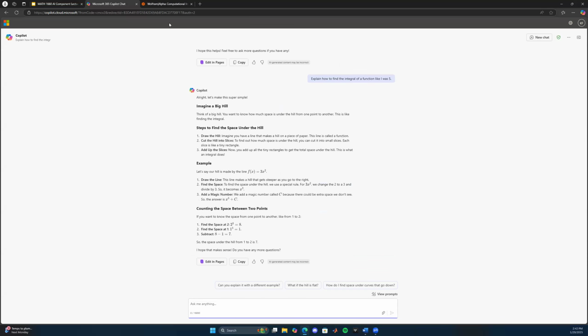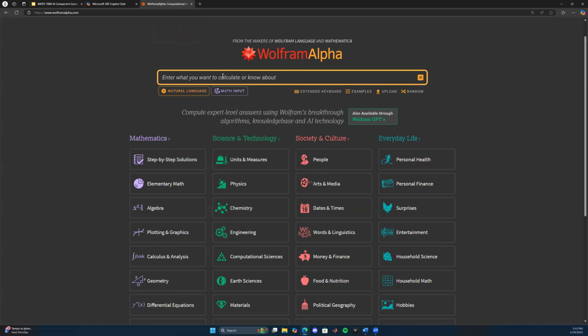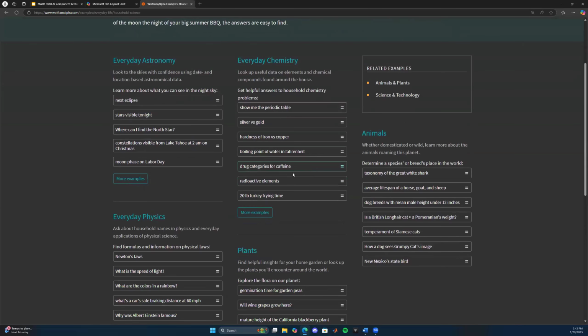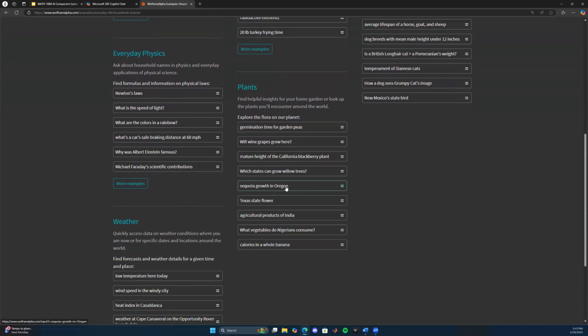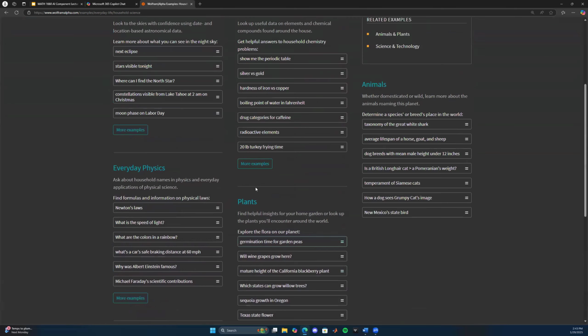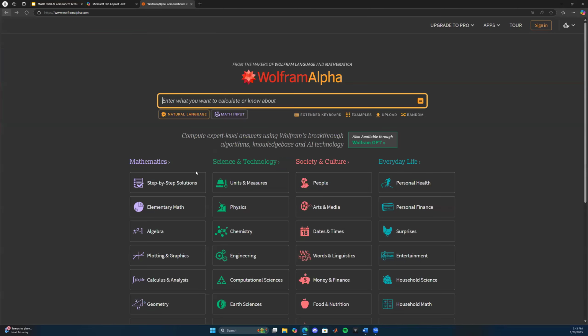Okay, so we're going to move on to WolframAlpha now. So first of all, remember that I said WolframAlpha was an answer engine, not just mathematics. Here you can see all of the different things it can answer. So for instance, we can go to household science. You can learn about everyday chemistry, plants, animals, sequoia growth in Oregon, etc. But we're not here for that. We're here for mathematics. So let's just try something.